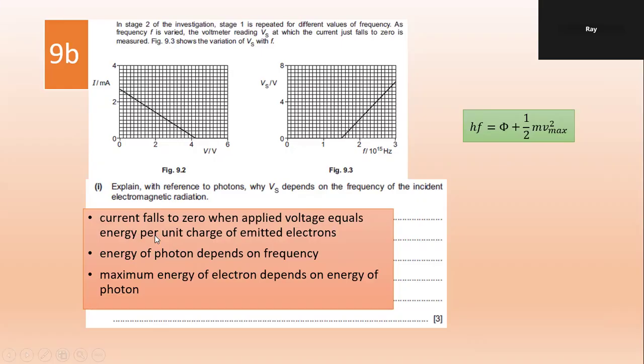Based off the formula. This one is just defining for you the stopping potential. It is energy divided by charge. That's the definition of potential difference. That's what they are saying here. Current falls to 0 when applied voltage equals energy per unit charge of emitted electron. Okay, no problem.